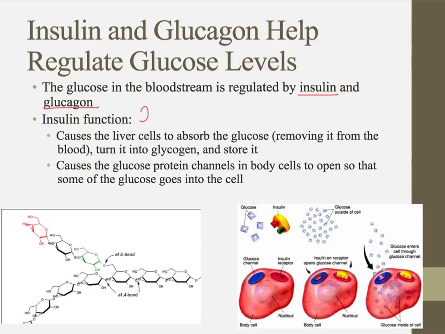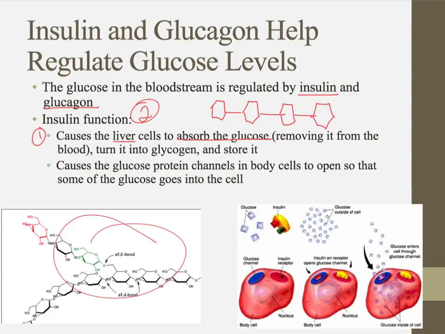Insulin has two functions. First of all, it's going to cause the liver cells to absorb the glucose. If they're absorbing it, then that's going to remove it from the blood. They're then going to take all the individual glucose molecules that were in the bloodstream and connect them together to make glycogen. So that's what's going on down here. That glycogen is going to be stored in those hepatocytes, in those liver cells.